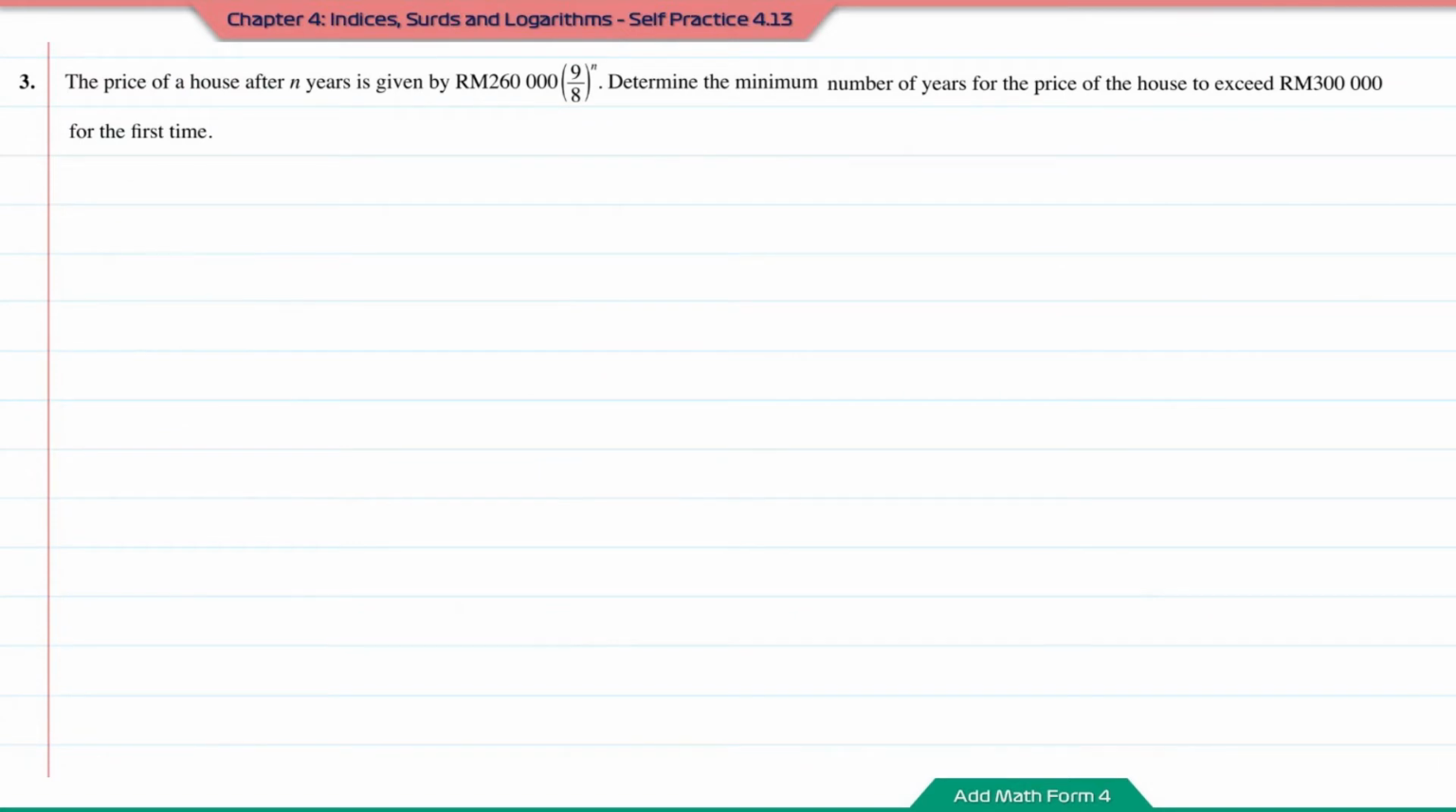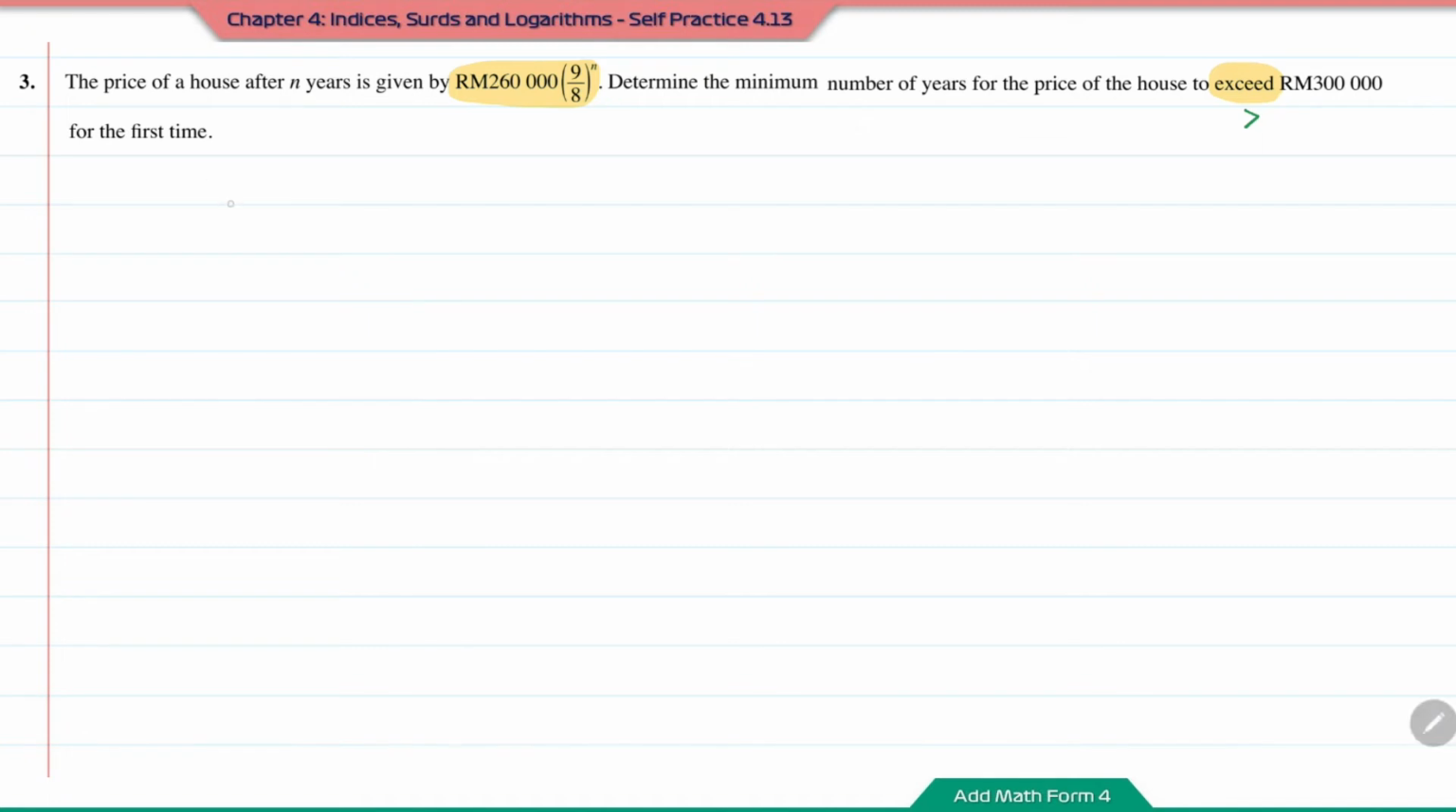Question number 3. The price of a house after n years is given by Rm 260,000 times 9 over 8 to the power of n. Determine the minimum number of years for the price of the house to exceed 300,000 for the first time. So we're going to use this formula to find the price of the house after n years. We want to find the minimum number of years for the price of the house to exceed 300,000. The word exceed means more than 300,000.